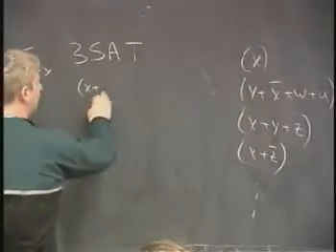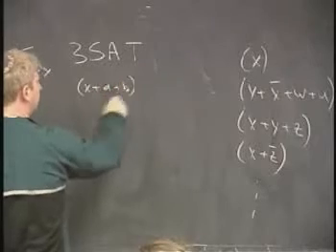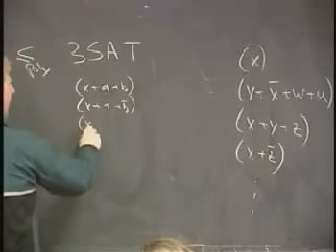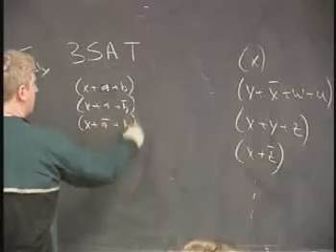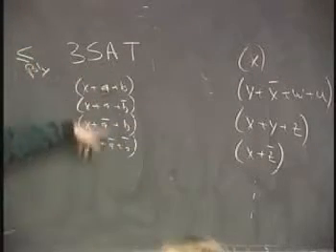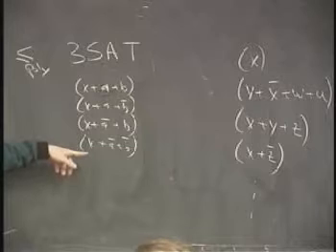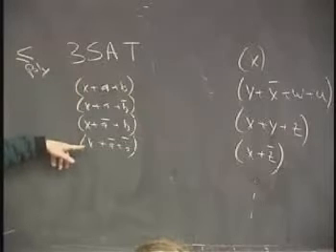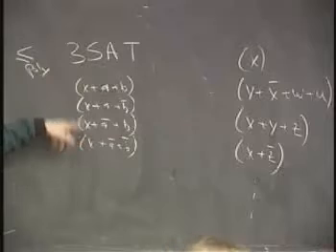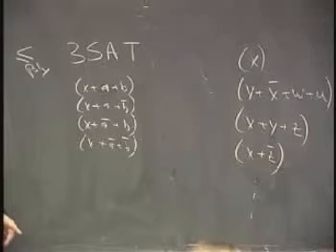Let's use auxiliary variables. X or a or b, X, a, b bar, X, a bar, b, X, a bar, b bar. Look at this collection of 4 things. If this collection is true, then how do you know that x has to be true?